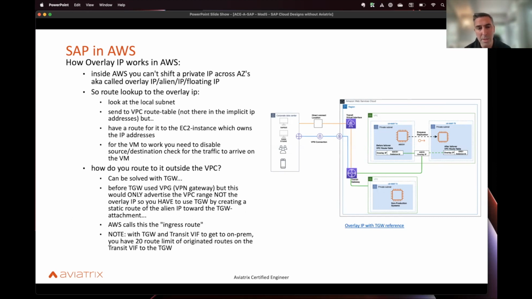There are some limitations to consider, though. On the TGW transit VIF to get to on-prem, you have a 20 route limit of originated routes on the transit VIF to the TGW. So there are route limitations to consider in this type of design. And I have a link to the overlay IP with TGW reference design below.